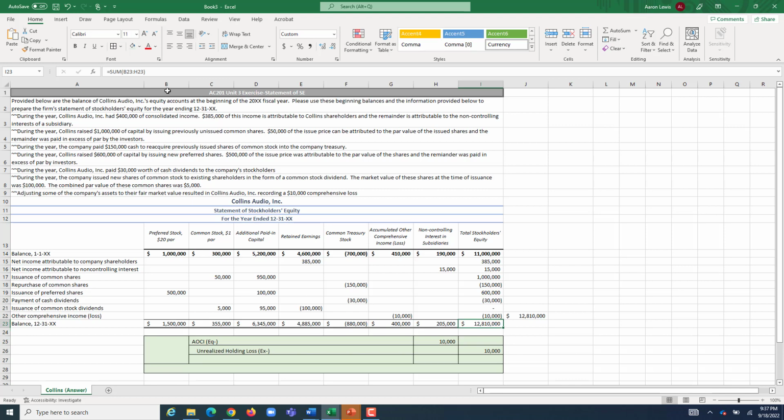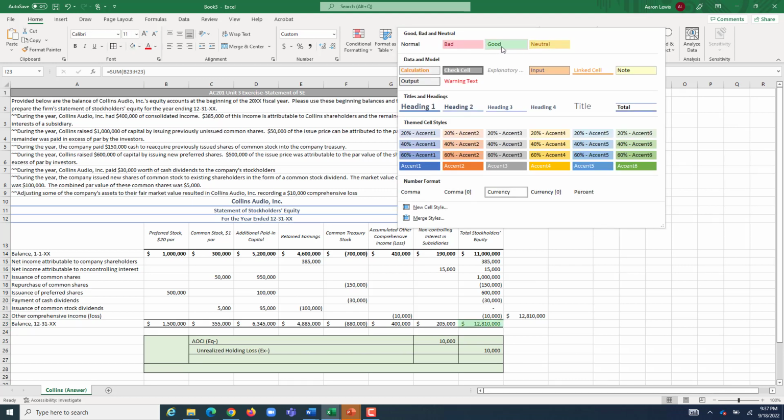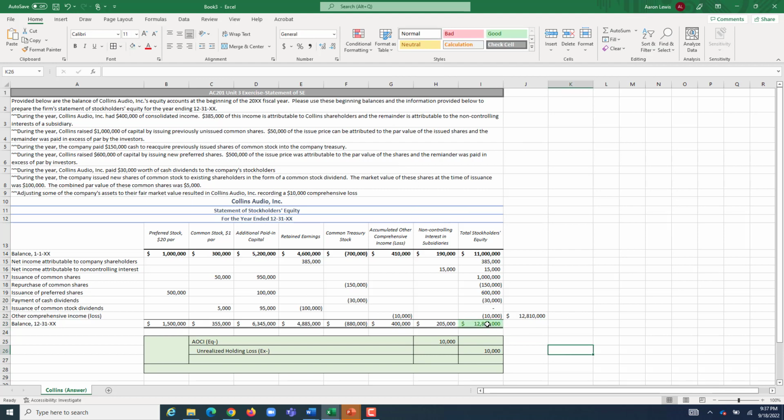$12,810,000. So this number down here, I've even changed the formatting to good. There we go. This number down here in the bottom right-hand corner has to always be equal to not only the sum of the column above it, but the sum of the row that is next to it.